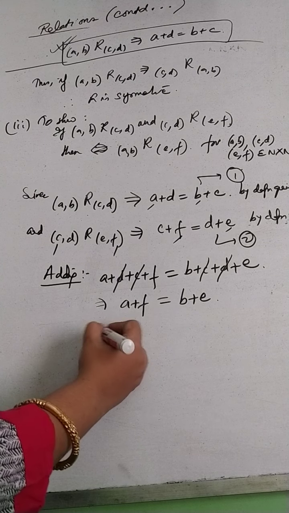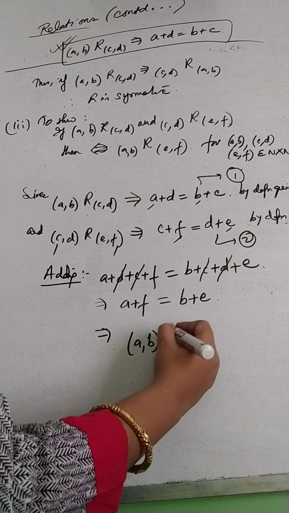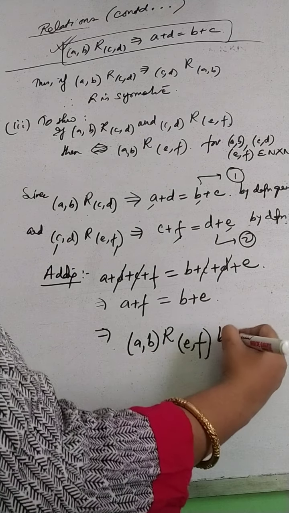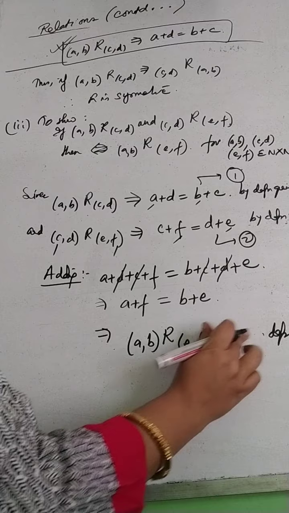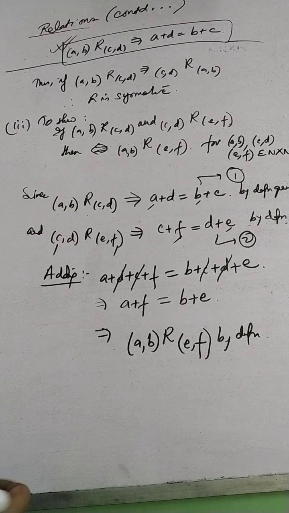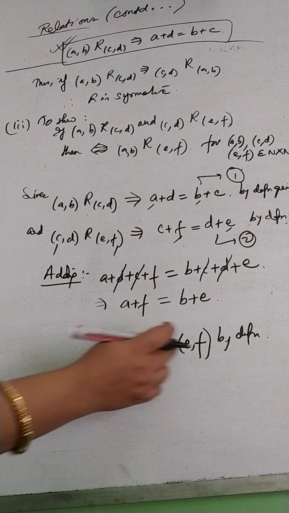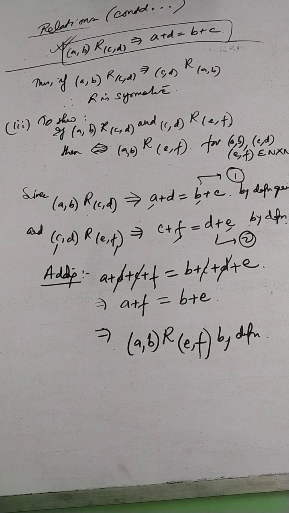It means that AB is related to EF. Check and see by converse definition, or simply by definition. Check and see if AB is related to EF, then what should I get? I should get that A plus F, which I have got already, is equal to B plus E, which I have got over here. So I can conclude that AB is related to EF.